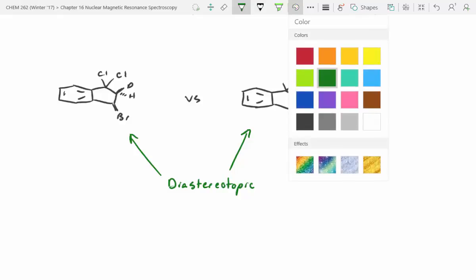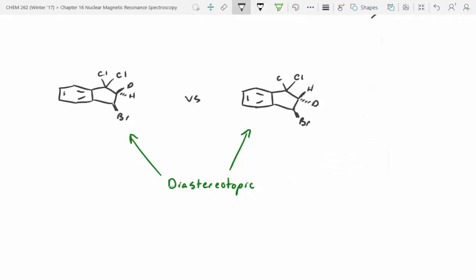So it's a really easy thing to do anytime you're stuck: try to change one of the two to deuterium and see what the relationship is between your two molecules. That's simply why they're referred to as diastereotopic. They're completely different, just like diastereomers are completely different, right?